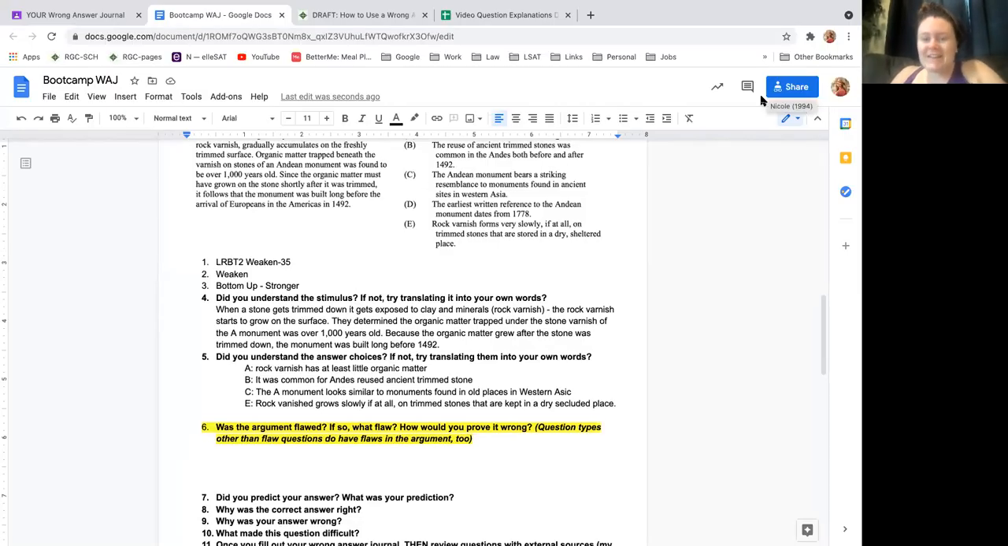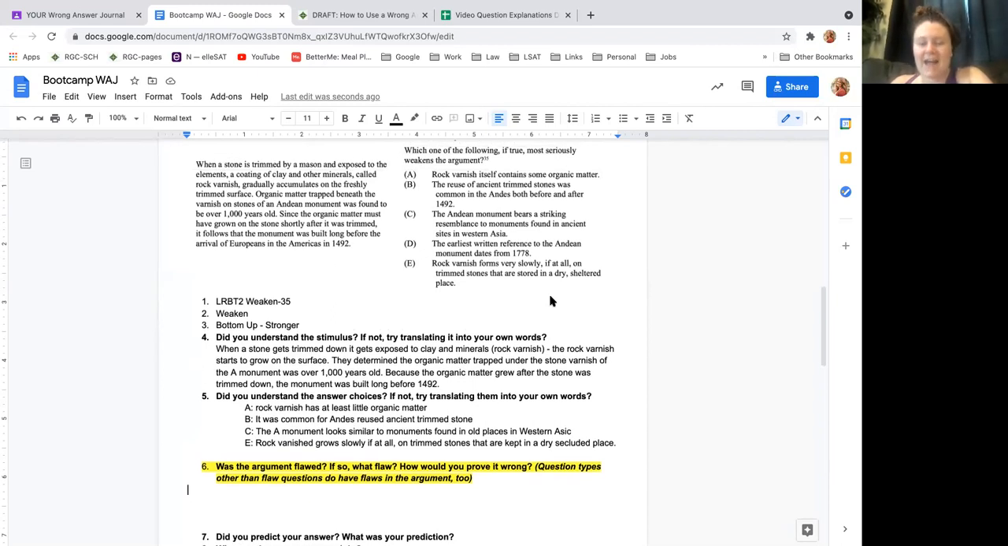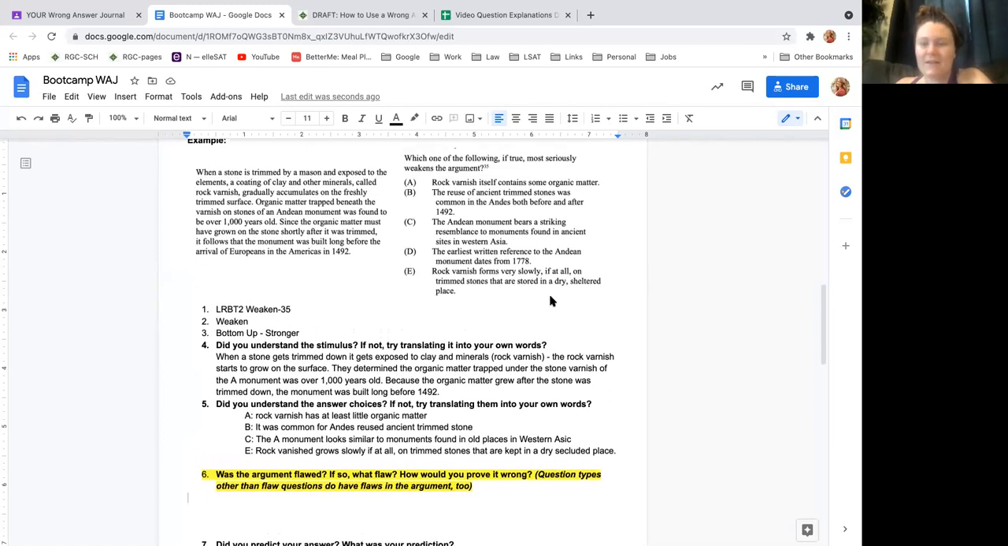All right, so question number 6 is asking, was the argument flawed? If so, what was the flaw, or what did the argument take for granted, or what did the argument assume? And how would you prove that argument wrong, or how would you expose it? So here, this is a weaken question. In the italics here, I have said that question types other than flaw questions do have flaws in the argument too. Strengthen and weaken especially have flaws in them, because if they were a valid argument, then why would we be strengthening it? Or how can you weaken a valid argument?